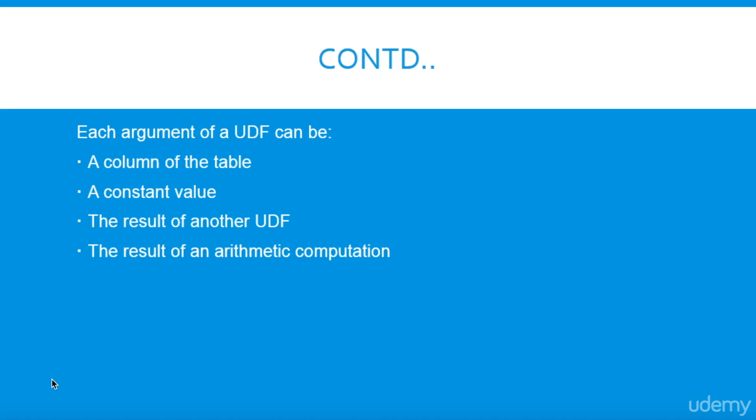Each argument of a UDF can be a column of the table, a constant value, the result of another UDF, or the result of an arithmetic computation.